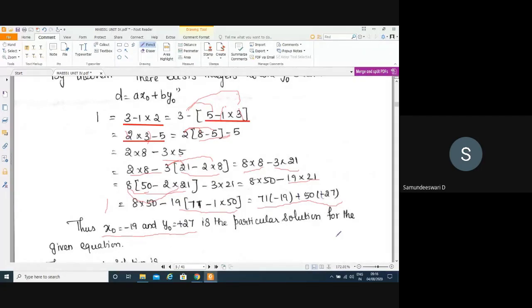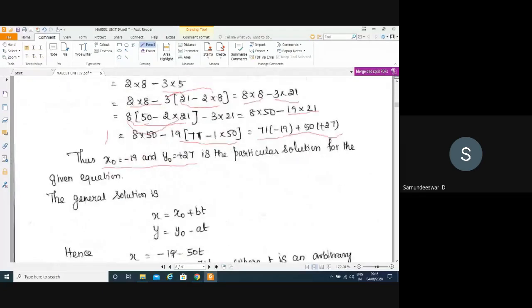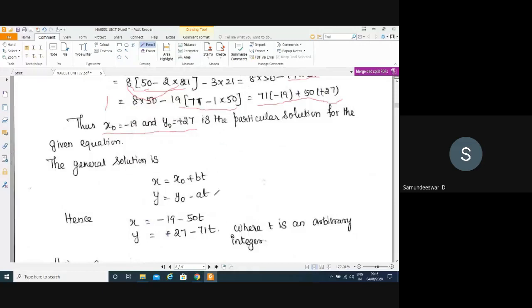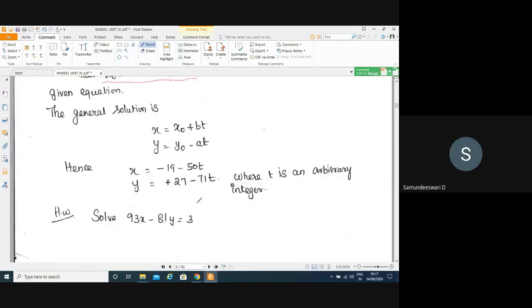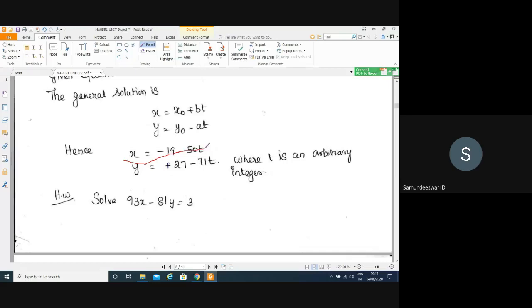Now this is your particular solution. Substitute in your general solution format. What is the general solution format? x equals x naught plus bt by d, and y equals y naught minus at by d. Here d is 1, that's why I am not putting 1. Now substitute your x naught, y naught, and b, a values. You get the general solution for the linear Diophantine equation.